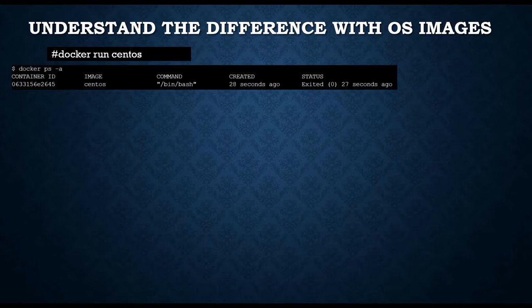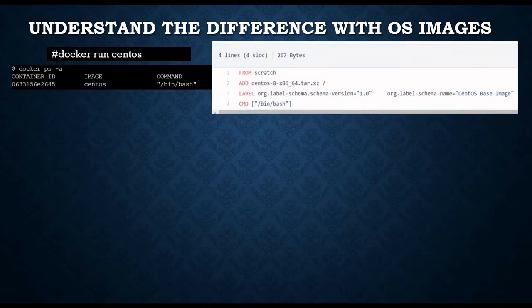It will just pull a CentOS image from the Docker Hub repository and create a container in your Docker system. But when you list with the docker ps -a command, you can see that the CentOS container is exited, right? So why is it exited? If you open the Dockerfile from Docker Hub, you can see the CentOS last command is CMD in brackets /bin/bash.